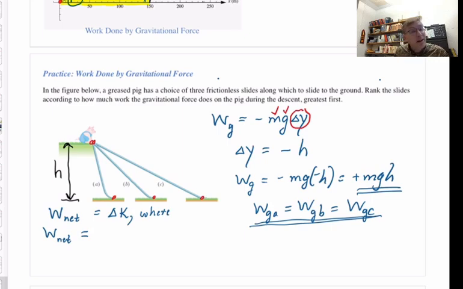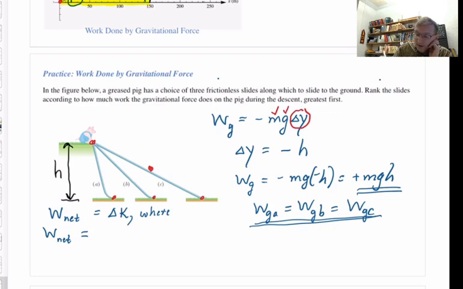Okay, it says it's a grease pig. That's code for ignore friction. So how many forces are acting on the pig during any part of the slide? Don't worry about some complication like the pig loses contact with the slide or something. Don't worry about that. Let's just imagine it coming down, let's say the straighter slide, slide C.